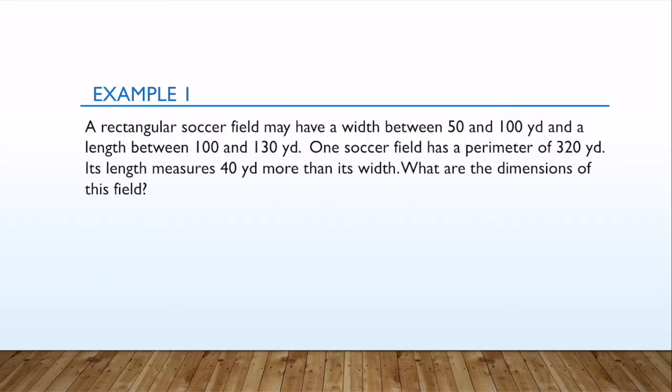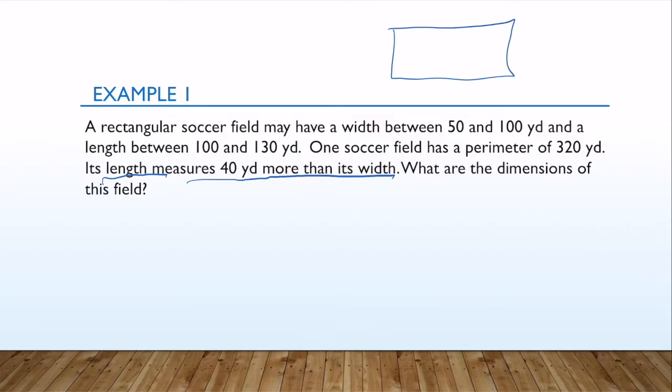So for example, a rectangular soccer field may have a width between 50 and 100 yards and a length between 100 and 130 yards. One soccer field has a perimeter of 320 yards. Its length measures 40 yards more than its width. What are the dimensions of the field?